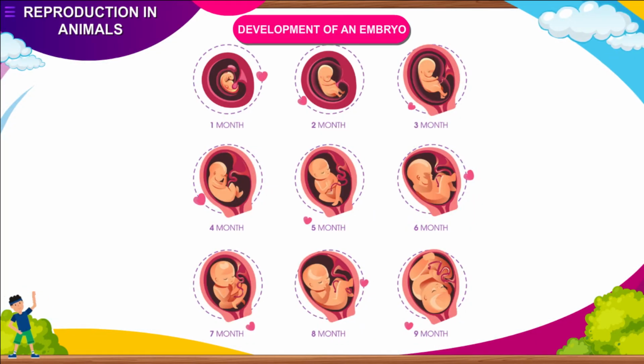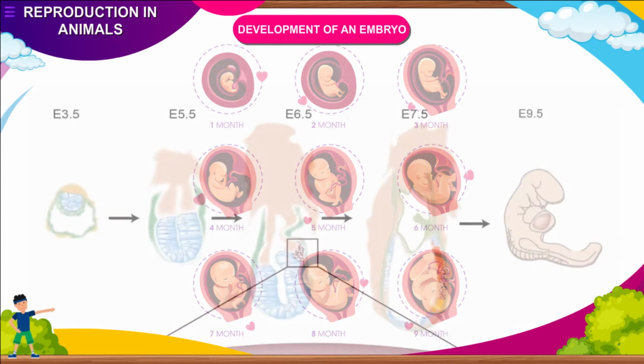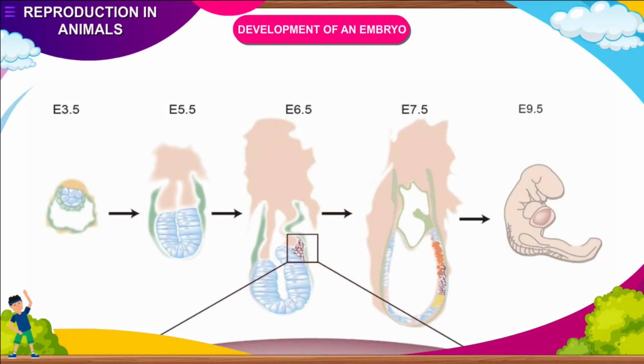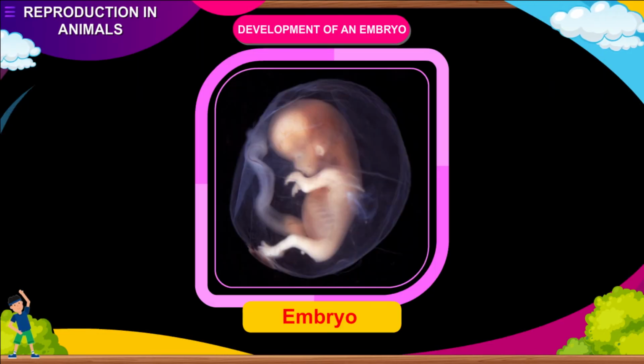Development of an embryo. Fertilization results in the formation of a zygote which begins to develop into an embryo. The zygote divides repeatedly and begins to form groups of cells which develop into different tissues and organs of the body. This developing structure is known as embryo.